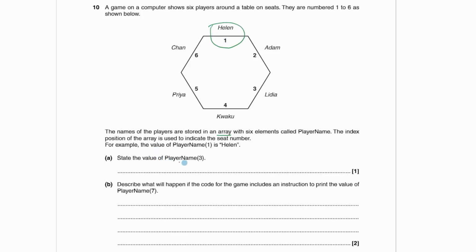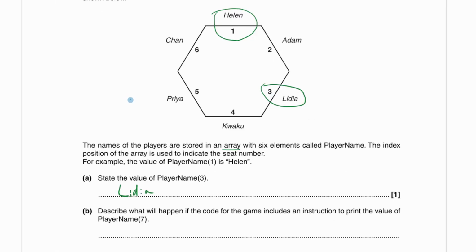So when it says state the value of playername 3, this is just going to be Lydia, because it says Lydia's index number, so it's going to write down Lydia. I suppose the only way you might get this wrong is if you're being too clever and thinking it may be tricky, because often arrays use 0 indexing, where you start counting from 0, especially in programming, but in this case they're starting from 1. If it was 0 indexing, it might say in the question, or it might just be implied. Helen would be 0, Adam would be 1, Lydia would be 2, and so on, but this isn't the case.